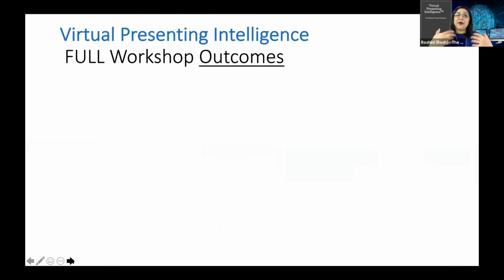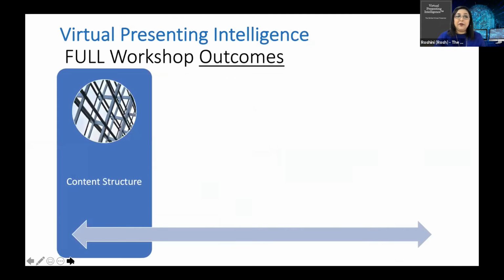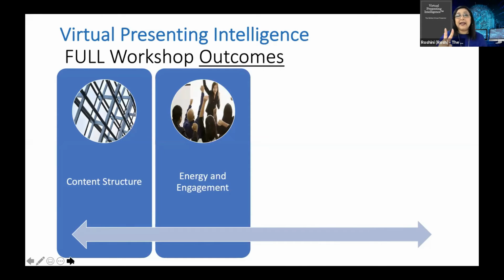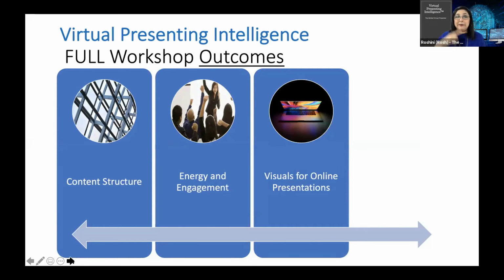Because when you are doing presentations, sometimes live, there must be some activities. So, if you were attending a full workshop, we would focus on four main areas. We would focus on how you develop your presentation, what is the content, what is the structure. Then the second objective is, how do you make it more engaging and have more energy when you are presenting? Because remember, people are doing a lot of other things. So, how do we attract their attention so that they stay with us, even if they have their videos off? And we also need to make sure our visuals for the online presentation are different from face to face.